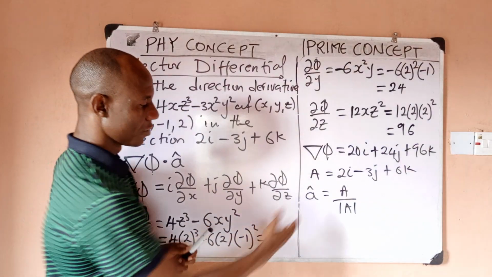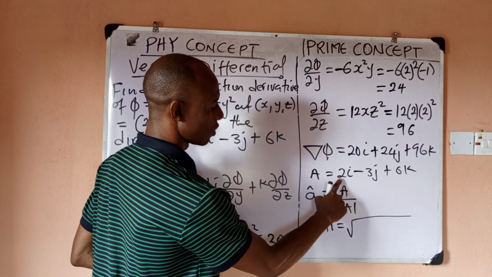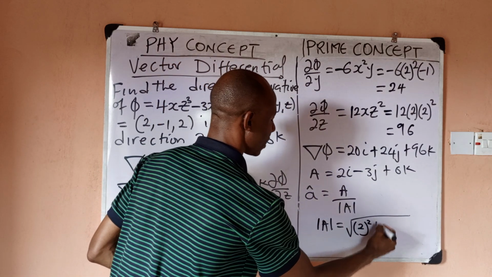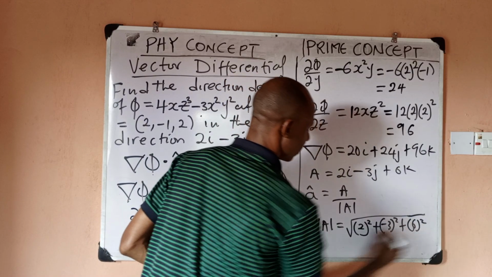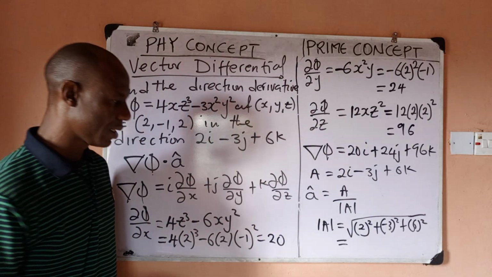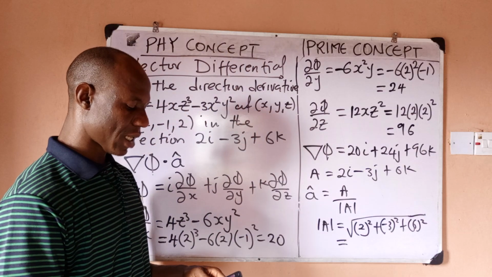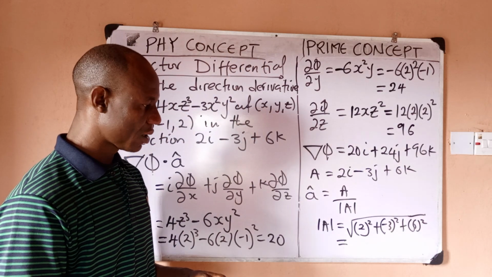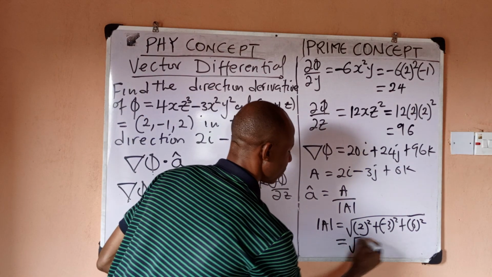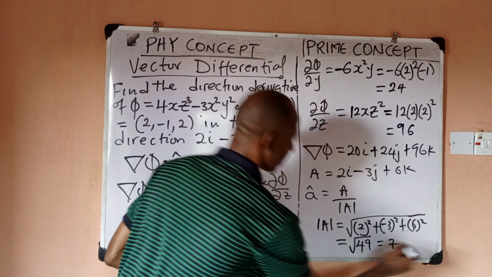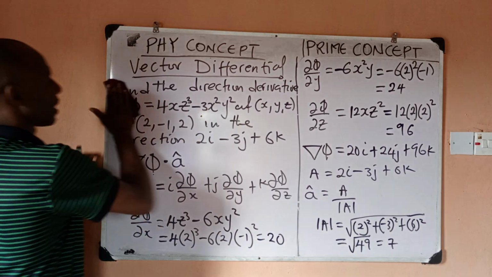Now let's do it together. For you to find this, first you need to find the magnitude of A. The magnitude of A is the square root of 2 squared plus (minus 3) squared plus 6 squared. So when I solve this, I have 4 plus 9 plus 36. I think that should be 49. So I have the square root of 49, which is equal to 7. So it means that the magnitude of A is 7.